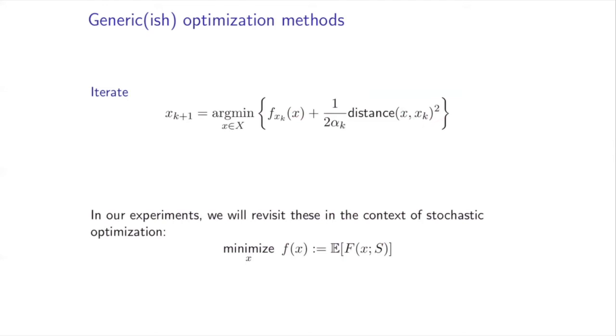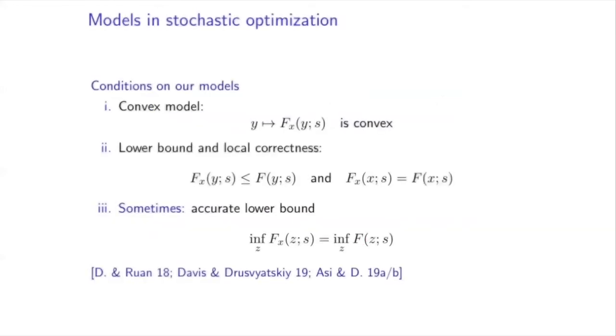We're going to think about this in the context of stochastic optimization. So here, S is some random sample from an underlying population, and I want to minimize an expected loss or an expected function value. So how are we going to iterate?